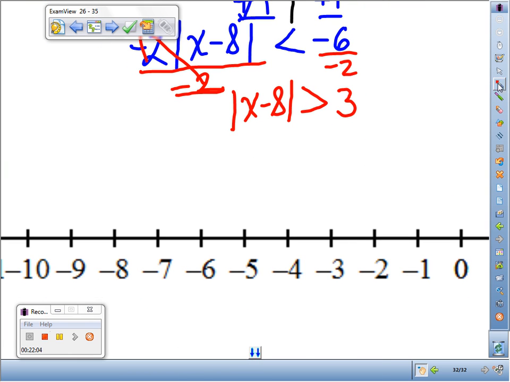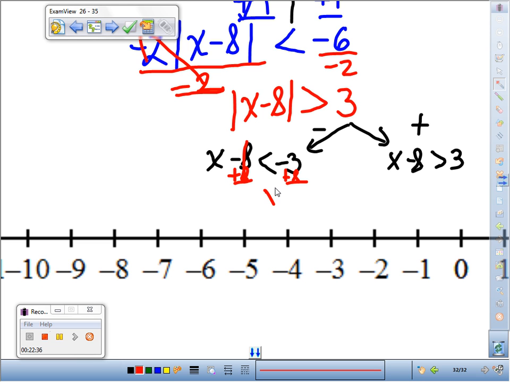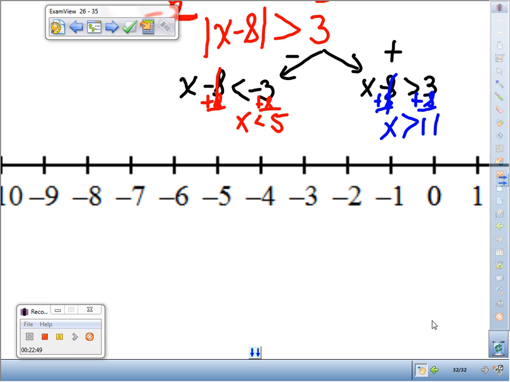So at that point, we're going to write two inequalities. Check this out. One negative. So that means the 3 is going to become a negative 3. So if this becomes a negative 3, what happens to the inequality symbol? It switches. So we write x minus 8. Don't forget that. Then we're going to write a positive 1 on this side. That one stays the same, including whatever's inside stays the same. Let's solve. Plus 8, plus 8. This is x less than 5. Plus 8, plus 8. X is greater than 11. So, let's graph these.